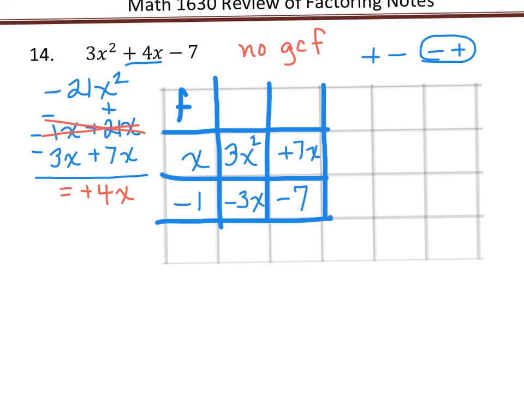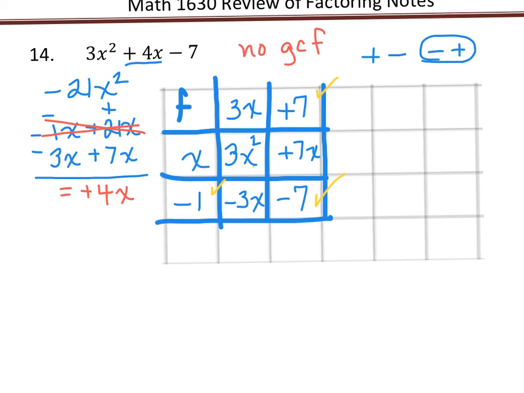Greatest common factor on our first column is 3x. And greatest common factor on our second column is the 7. And that 7 is going to be positive because when we do the product of negative 1 and positive 7, that'll give us our negative 7. So the others check out as well.